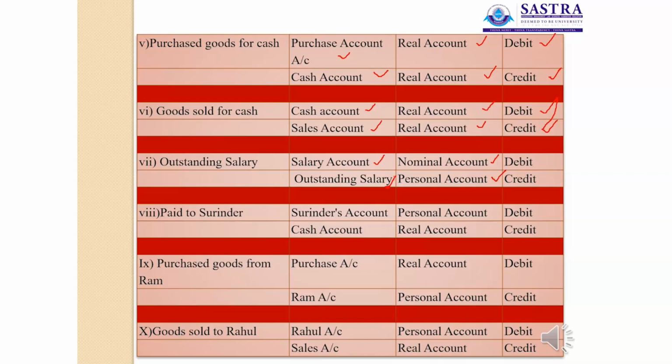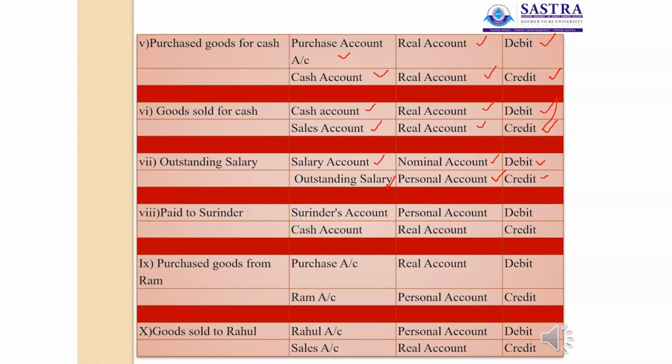Okay. So now you have to apply the rule for nominal account. Here salary is expenses, so that should be debited. Here credit the giver. So we are responsible to pay the salary amount, so that should be credited. So outstanding salary will be credited.